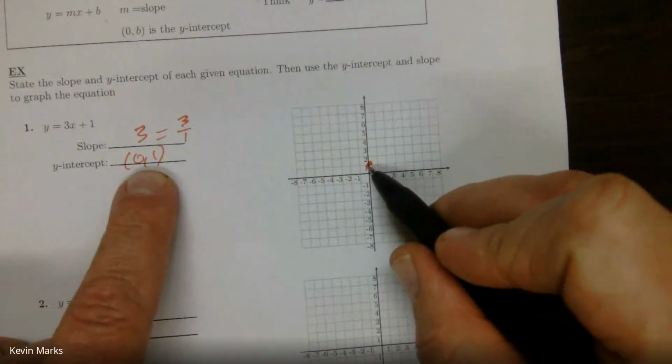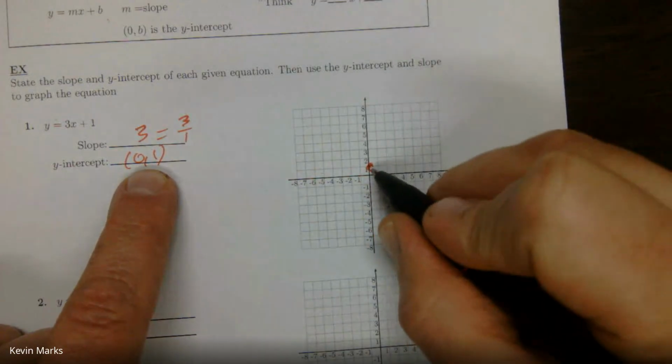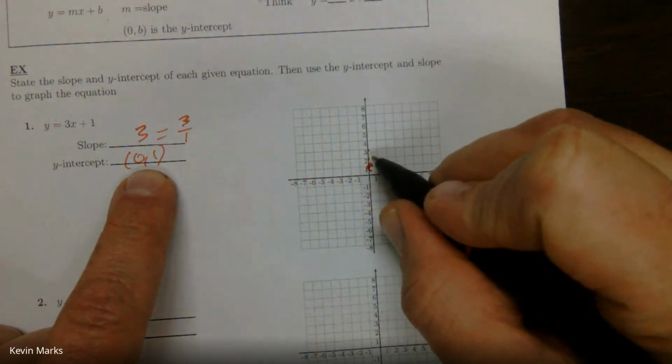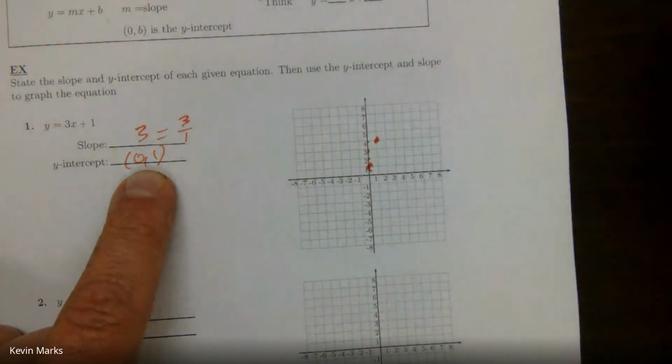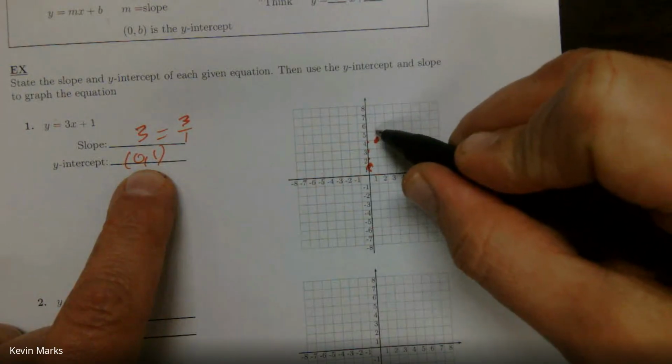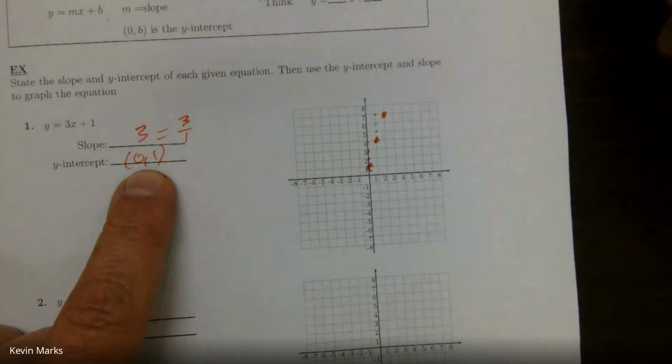So I have a starting point here. That's my y-intercept. So from here, you can go up 1, 2, 3, and then go right 1. And then you can keep doing that. You can go up 1, 2, 3, right 1.